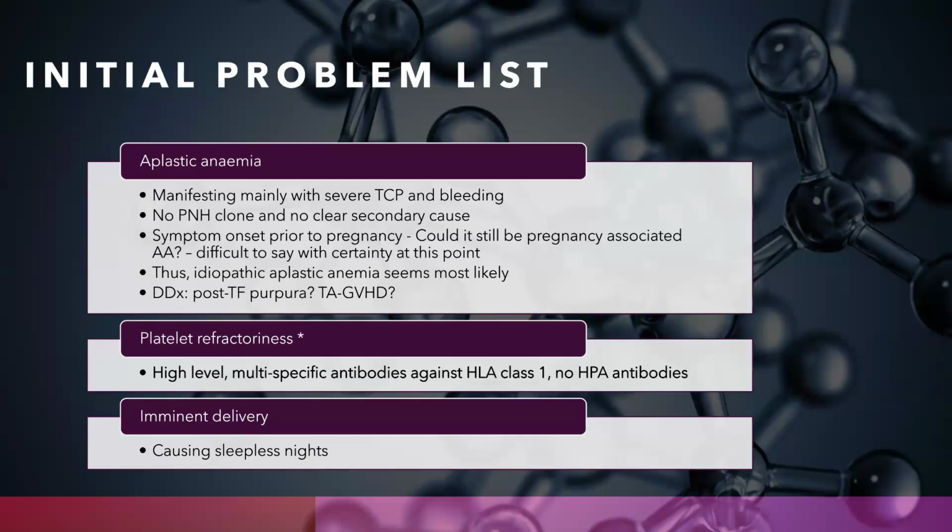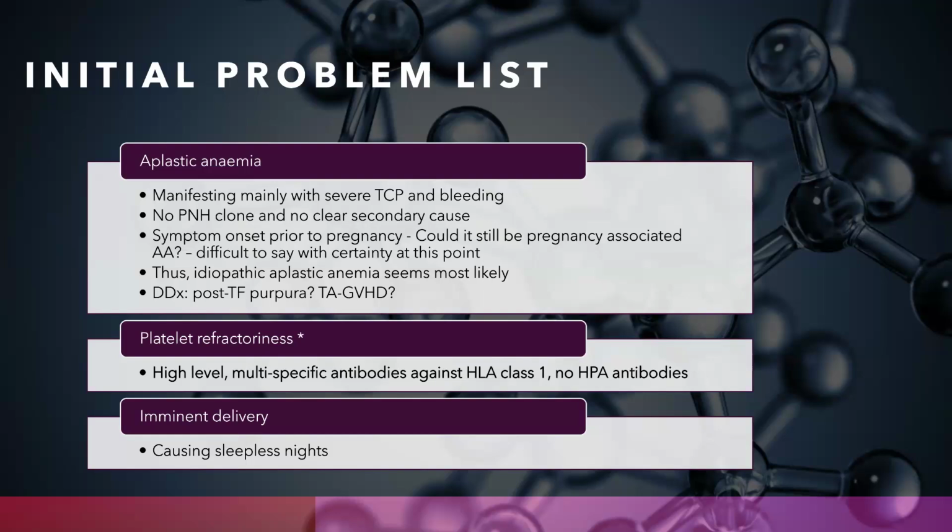It was difficult to say up front, but the subsequent course shows that she did not recover post-delivery. I'll get to that a little bit later. So we thought at this point that idiopathic aplastic anemia seemed most likely, but we also considered other competing or complementary diagnoses, such as post-transfusion purpura or even transfusion-associated graft-versus-host disease.